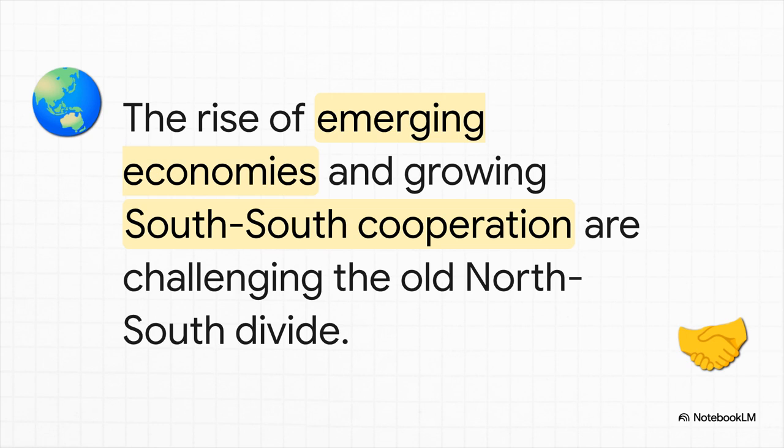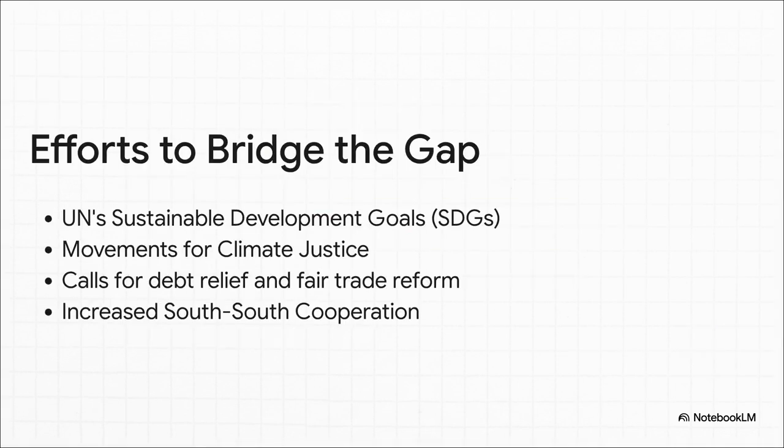And we're seeing this huge rise in what's called South-South cooperation, where developing nations are trading and investing with each other, creating new pathways to growth that don't rely on the North. And people are really fighting to bridge this gap. You see it on so many fronts. At the highest levels, you've got things like the UN's Sustainable Development Goals. From the ground up, you have powerful movements for things like climate justice and fair trade demanding real systemic change. And there are increasingly loud calls for widespread debt relief to finally break that historical cycle.